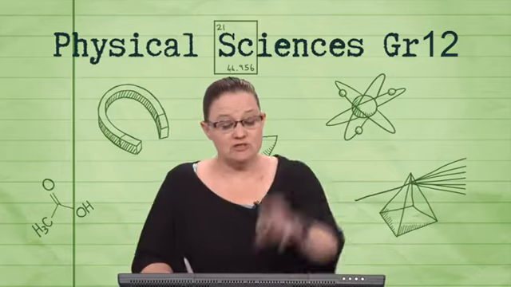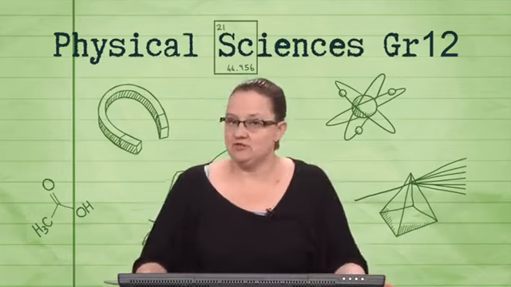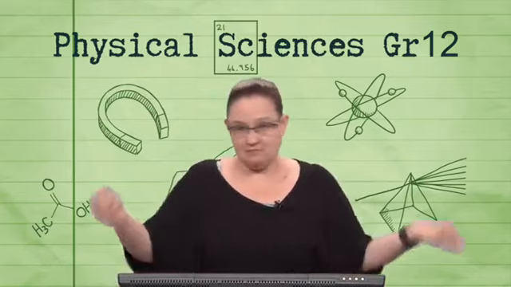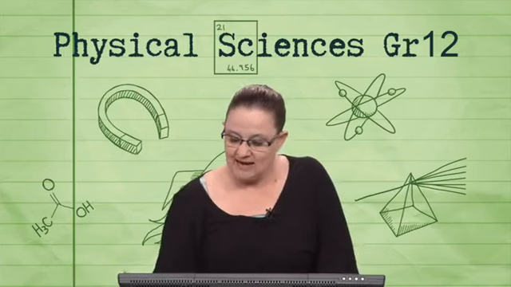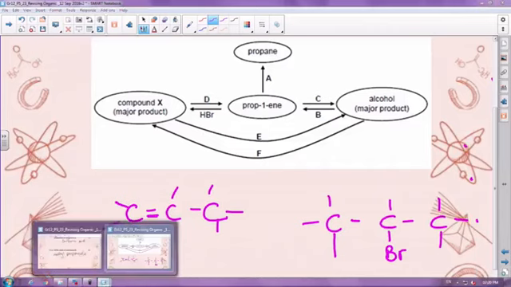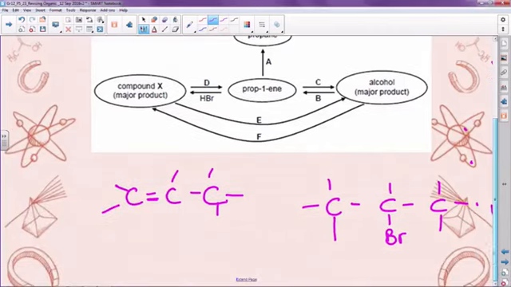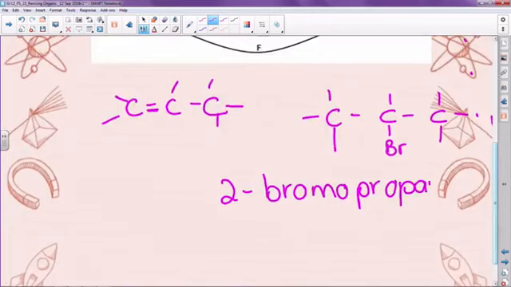The hydrogen from the HBr will go onto the carbon that already has a lot of hydrogens on it. If it doesn't matter which one it goes on, then it doesn't matter. There won't be a difference here. So the name of my major product becomes 2-bromopropane.